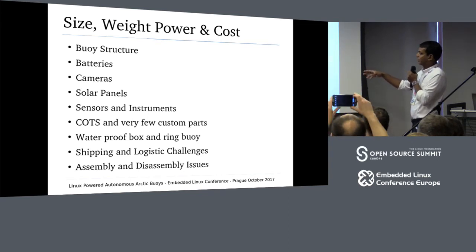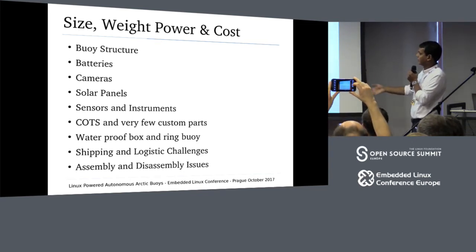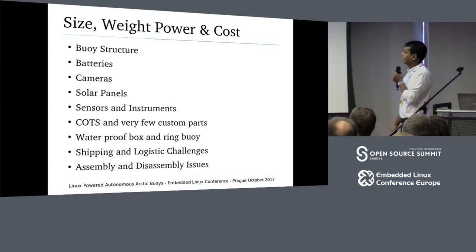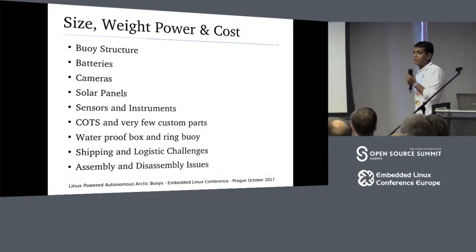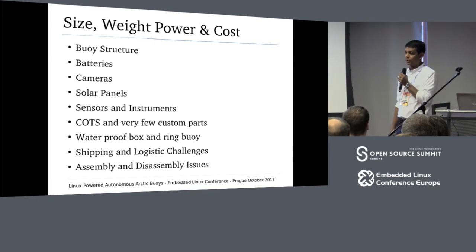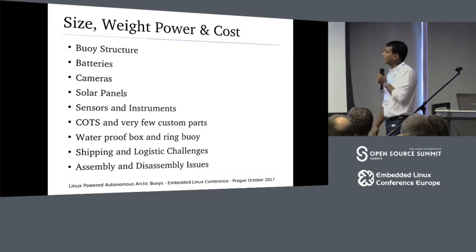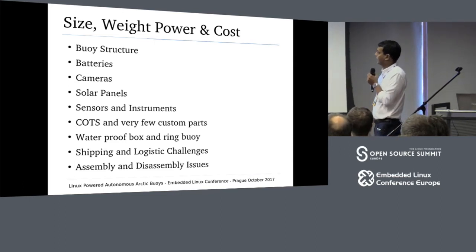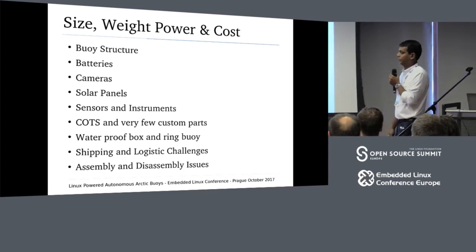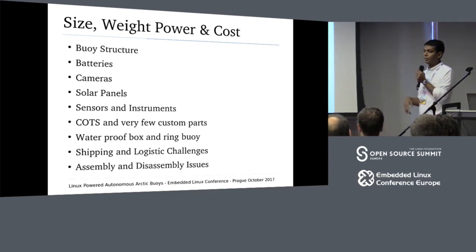You know, the buoy structure is one. So we use ring buoys, these commercial grade buoys. The batteries are lithium batteries, and this is another challenge. The bigger the battery is, the harder it is for you to get clearance to take it up on an airplane. So it has to meet certain specifications. The cameras are the Logitech ones. We started using small 5-watt solar panels.